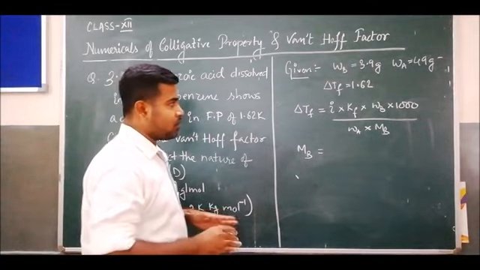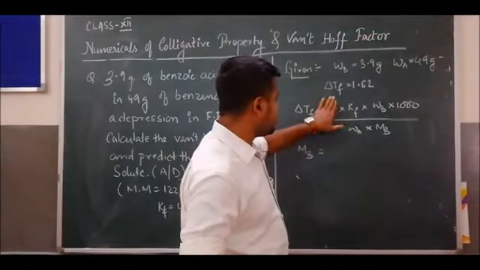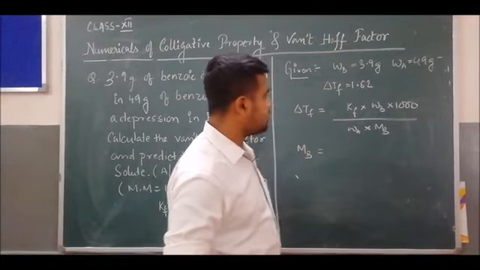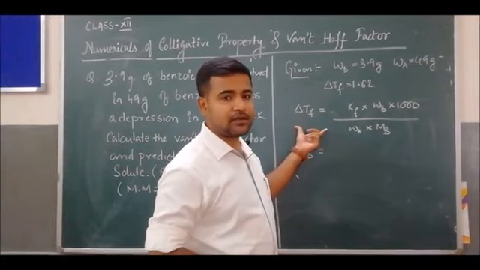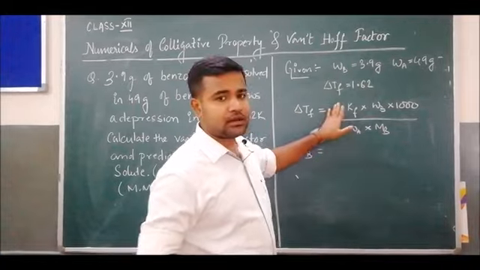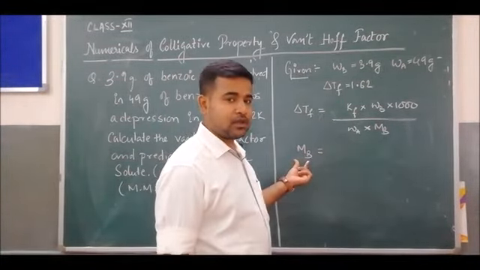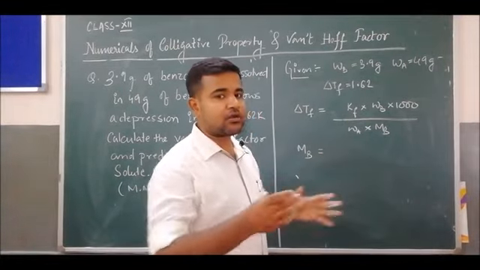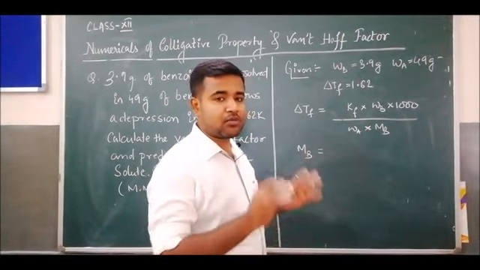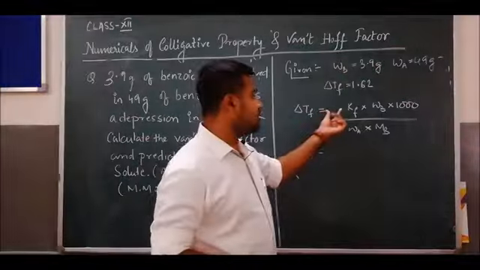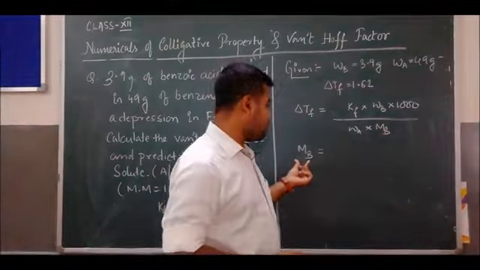Van 't Hoff factor, we will first do the formula of the colligative property without putting I. Later on we will find out the I, because we have to find out the MB. I is also unknown, but later we can find it, because I equals normal molar mass by abnormal molar mass. So first of all we will find MB.